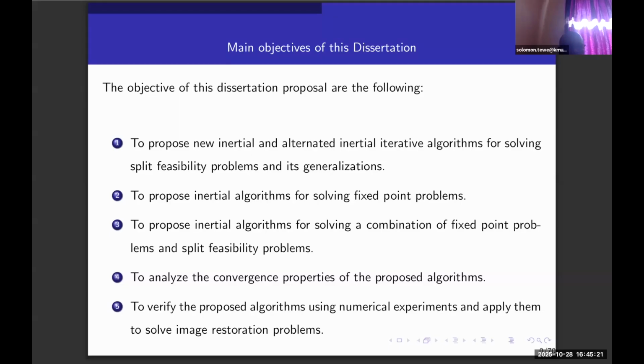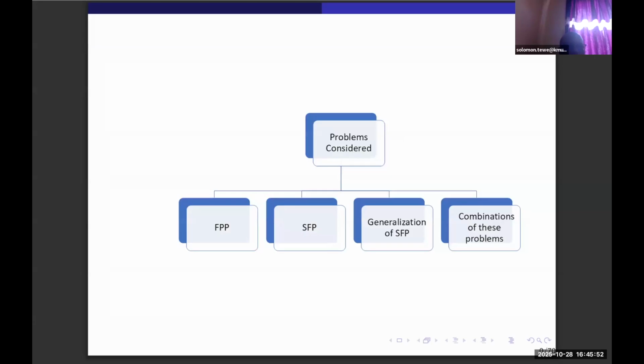The second is to propose inertial algorithms for solving fixed point problems. As we know, fixed point problems are very general problems. From that, we can have many problems. The other is to propose inertial algorithms for solving combinations of fixed point problems and split feasibility problems, to analyze the convergence properties of the proposed algorithms, and finally to verify the proposed algorithms using numerical experiments and apply them to solve image restoration problems. So these are the problems considered in general. We have the fixed point problem, the split feasibility problem, generalizations of the split feasibility problem, and combinations of these problems.